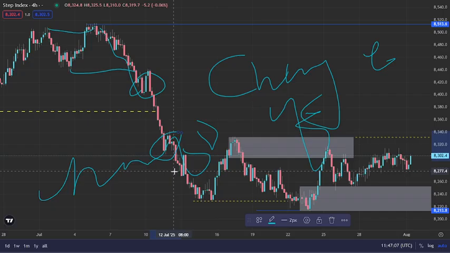Looking at the very strong structure, you can see here a series of lower lows and higher lows. Bearish market structure is a series of lower lows and lower highs, and bullish market structure is a series of higher highs and higher lows. So with this structure, we have all the twos here.